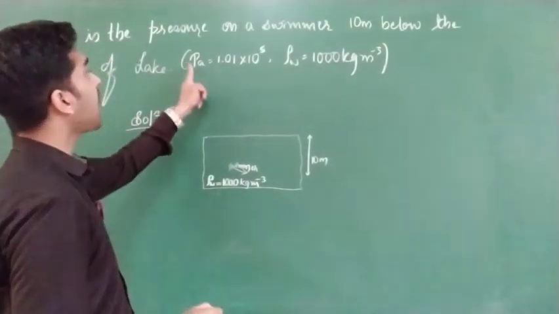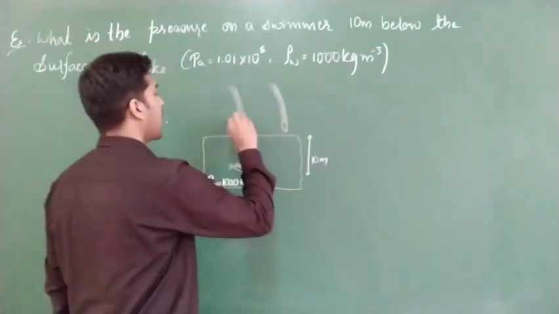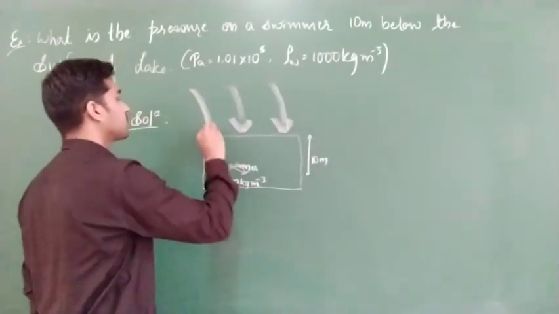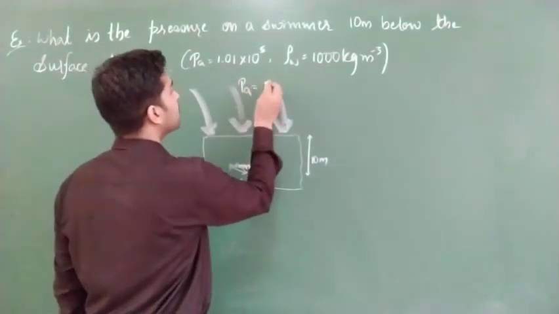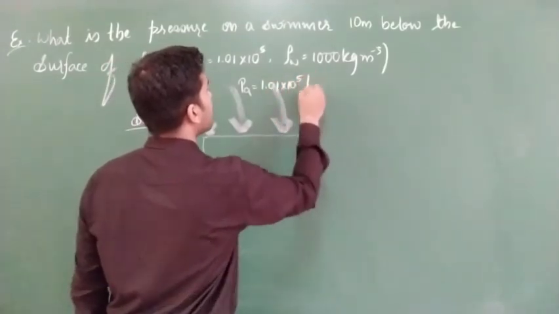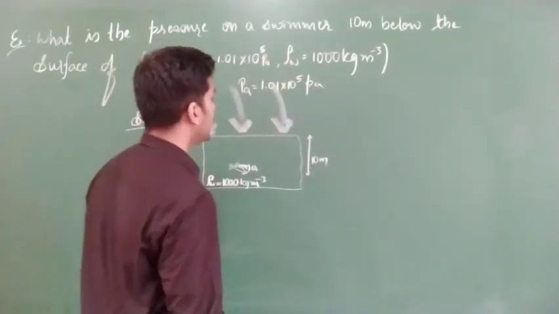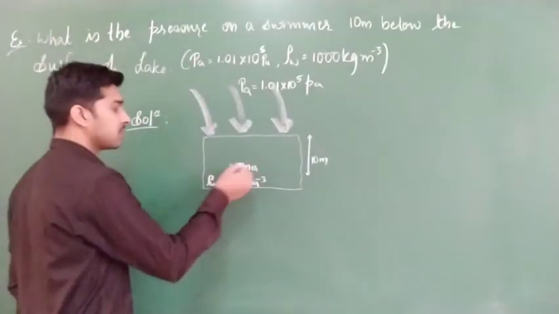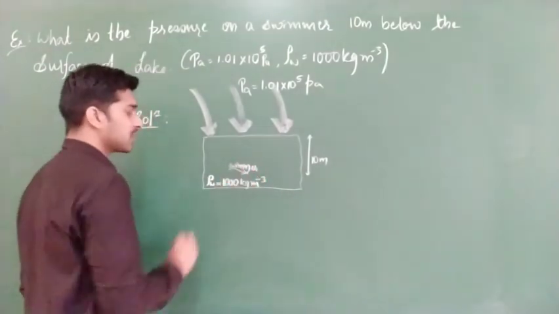Next, what was the other thing they had given? Atmospheric pressure. From the atmosphere, atmosphere will also exert some pressure. The atmospheric pressure value given to you is 1.01 into 10 to the power of 5 Pascal. Now they are asking what is the pressure on the swimmer. Pressure at this point they are asking, pressure for that swimmer.